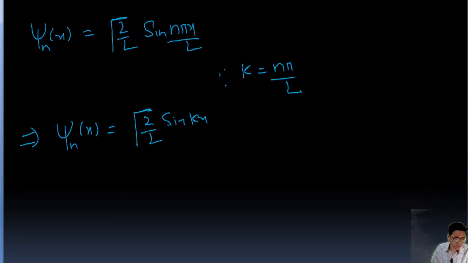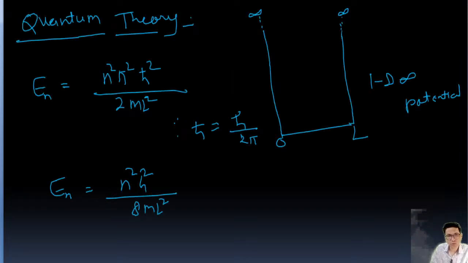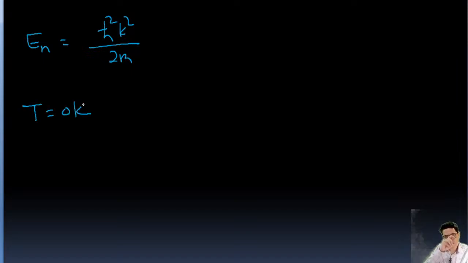So now we have k equal to n pi upon L, and E is this. Here En is going to be equal to h cut square k square upon 2m. Now we'll study this at T equal to 0 Kelvin, so we'll talk about Fermi level and Fermi energy.